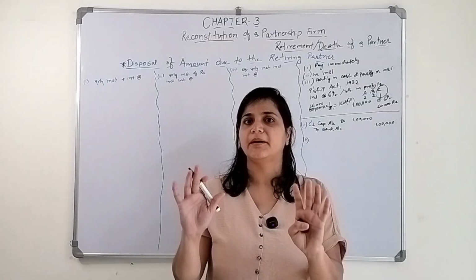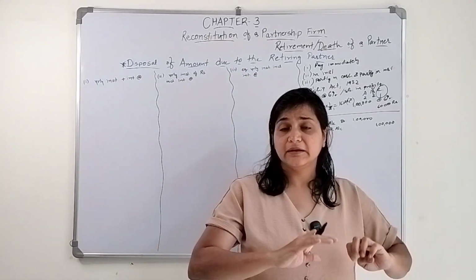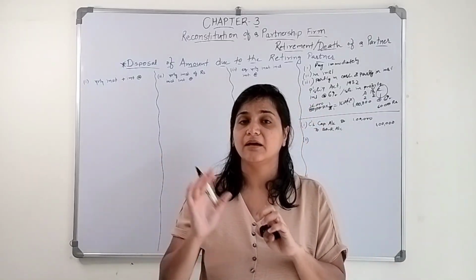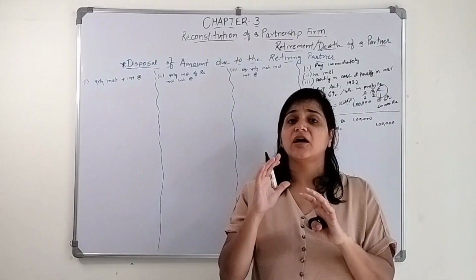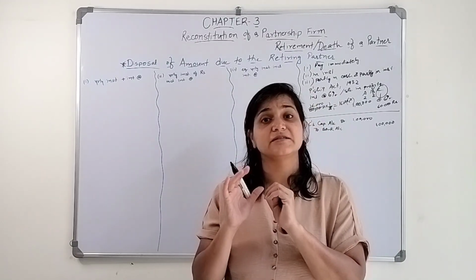Now he is no more the partner of that particular firm. But still the amount is pending. He becomes a third party liability for the firm. So now you consider that particular capital amount of the partner as a loan.